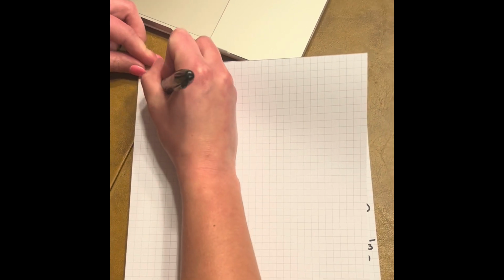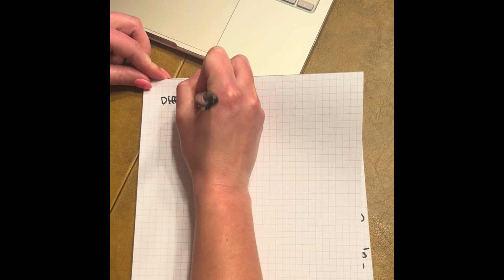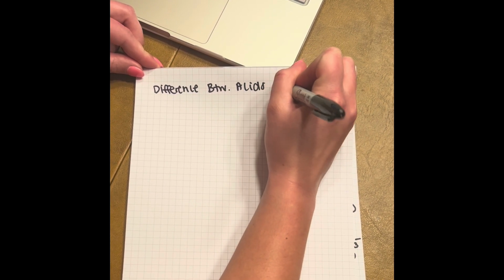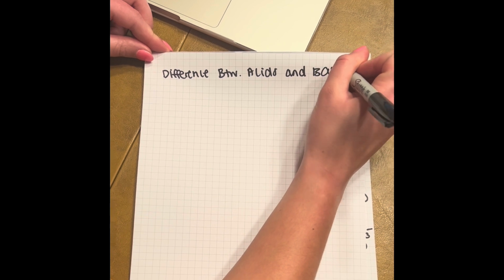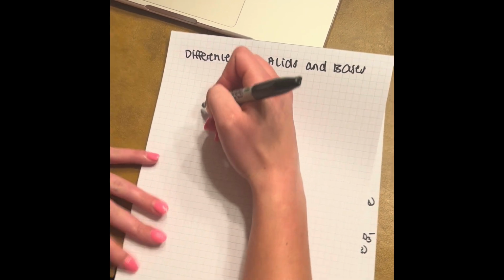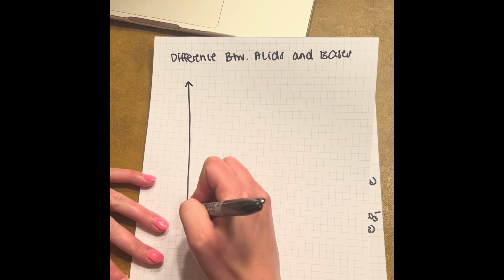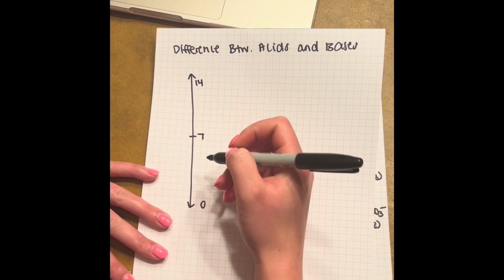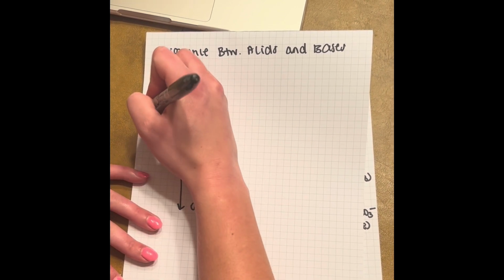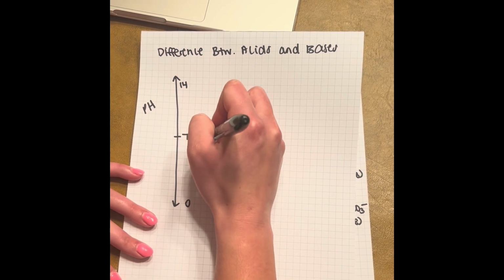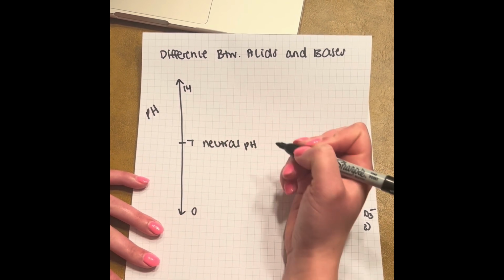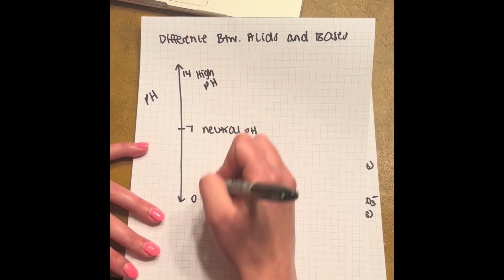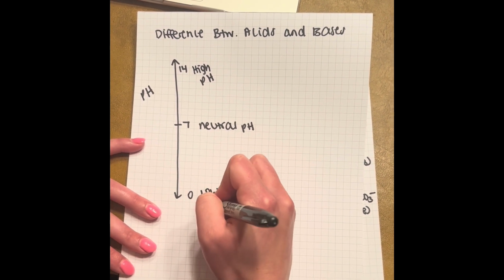So I'm going to go over the difference between acids and bases. So if we think about a pH scale, 0 down here, 14, 7. So 7 for a pH is a neutral pH. 14 is a very high pH. And 0 is a low pH.